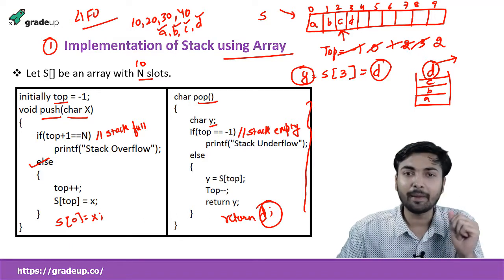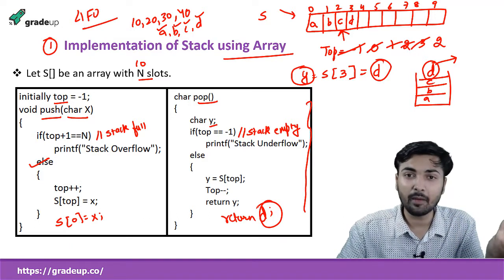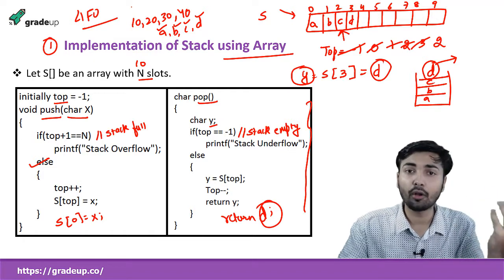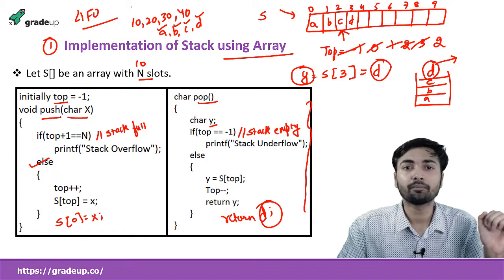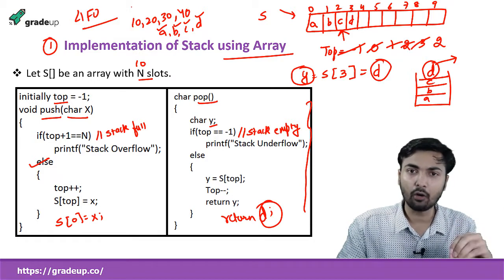So is it a correct implementation or not? Is it a correct implementation? Why? Because it is following the LIFO order. Last in, first out. Got it? Any doubt now?